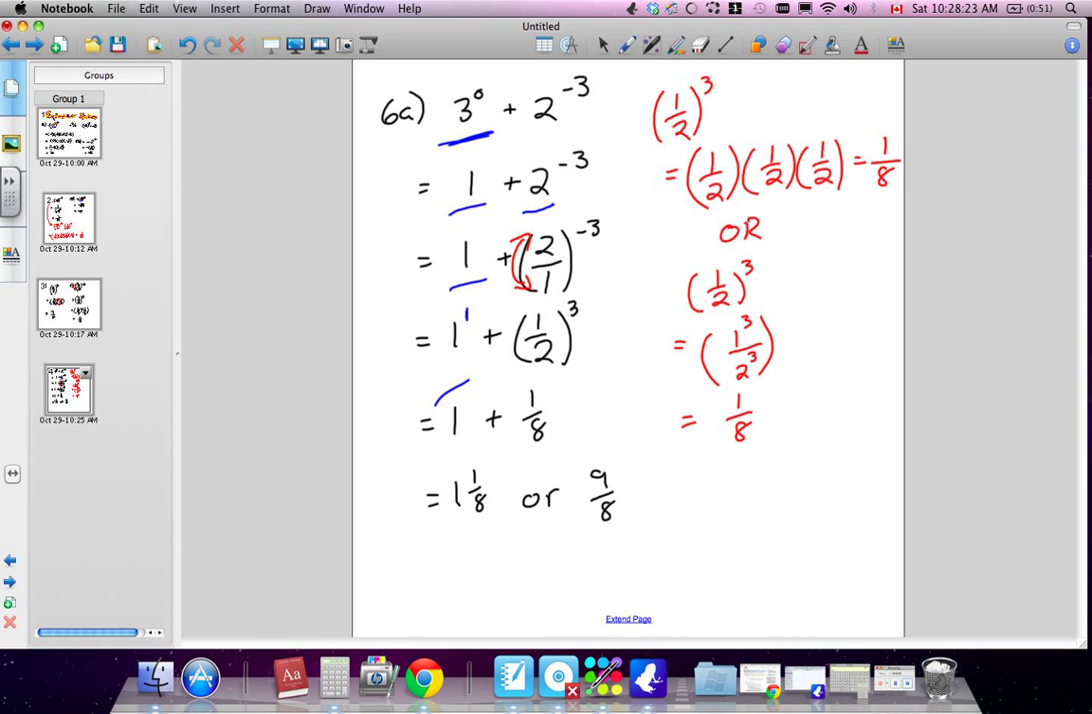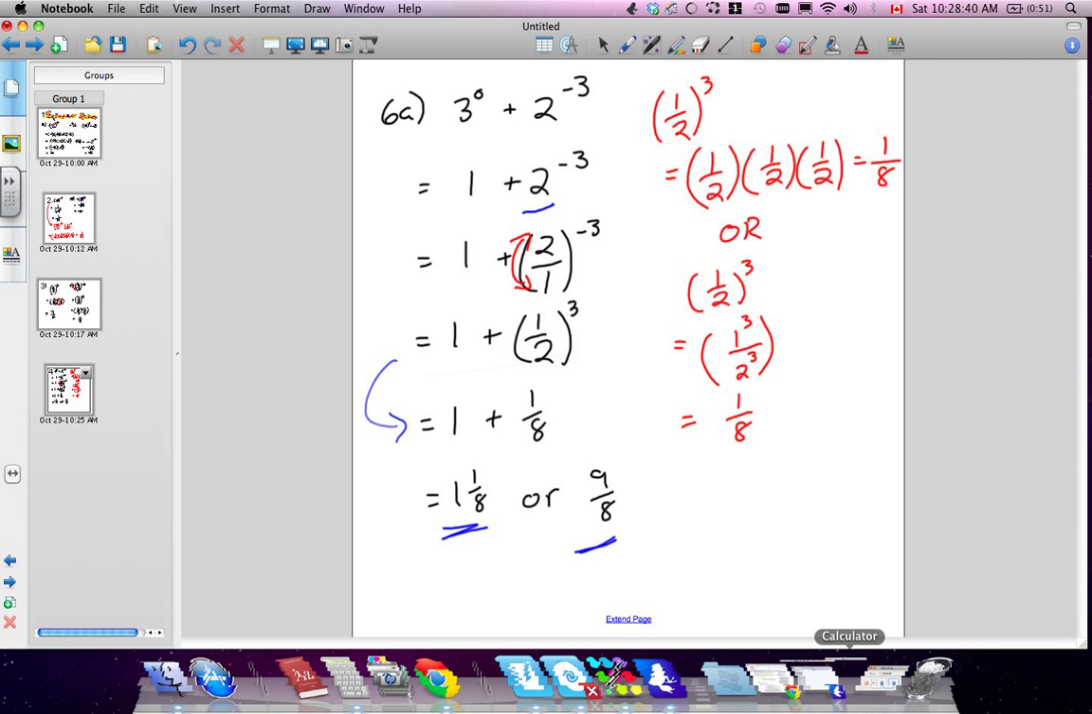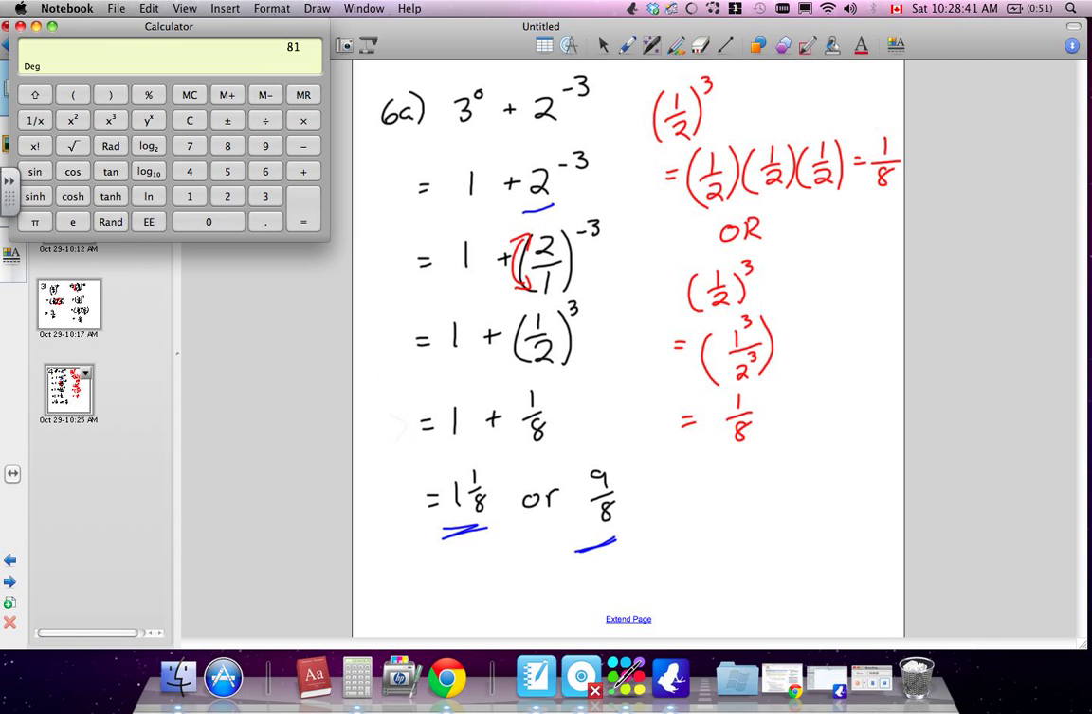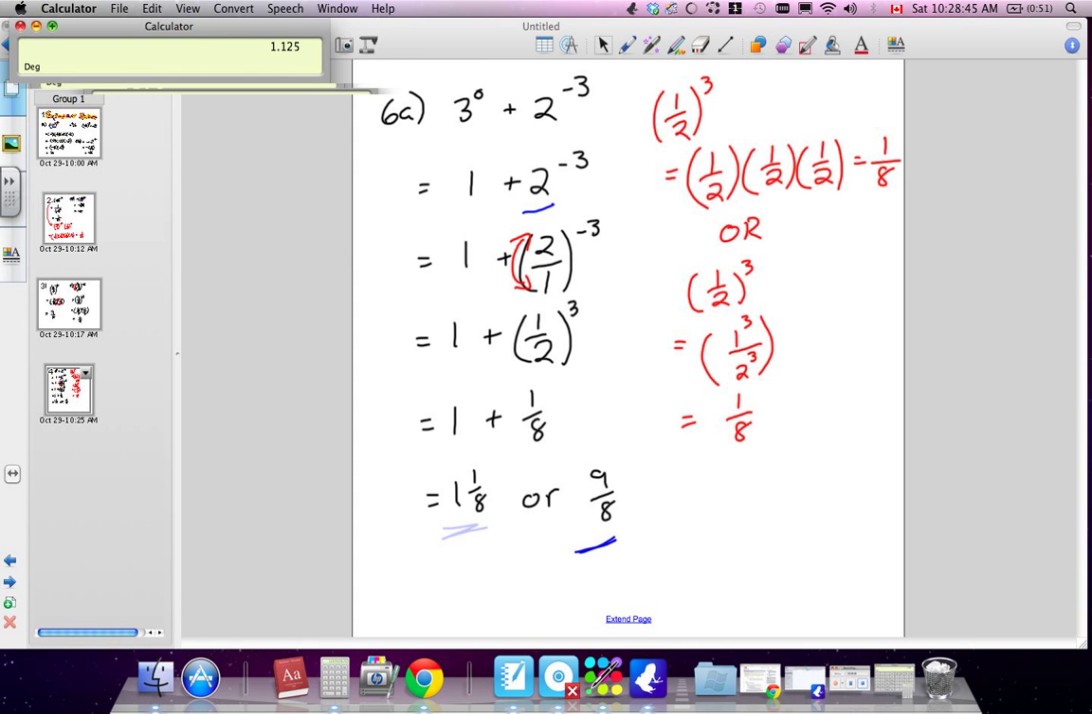So our answer would be 1 and 1 over 8, or 9 over 8, or we could have even put it as a decimal, 1.125. Any of those, I would assume, would be acceptable. Any of these answers would work. We simplified the question in the end. Did that make sense? Yeah.